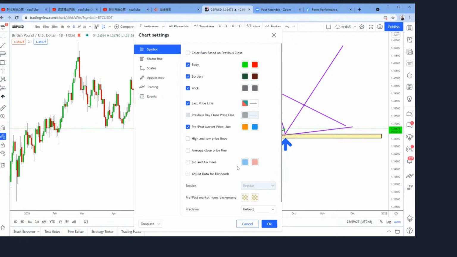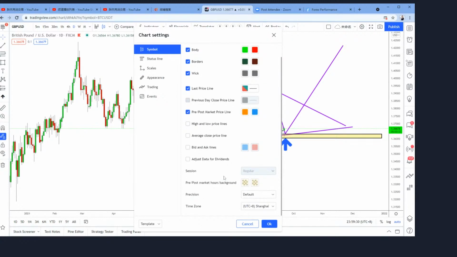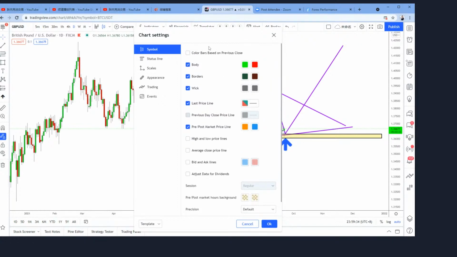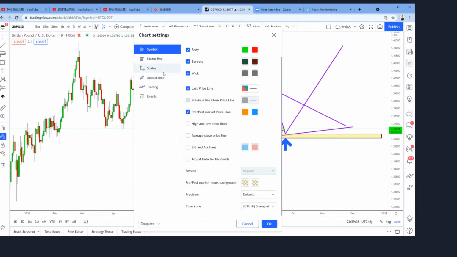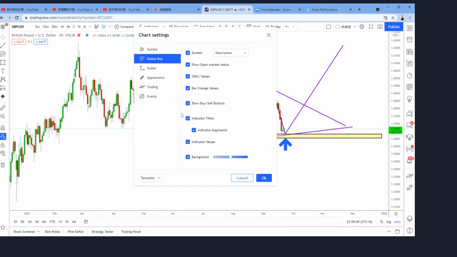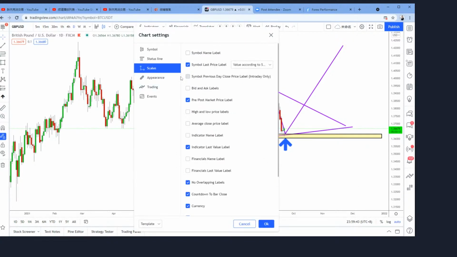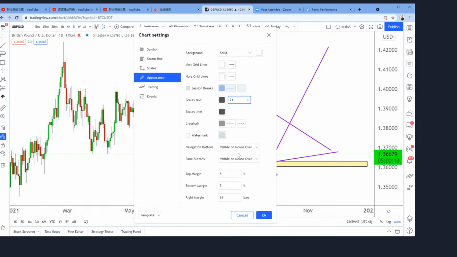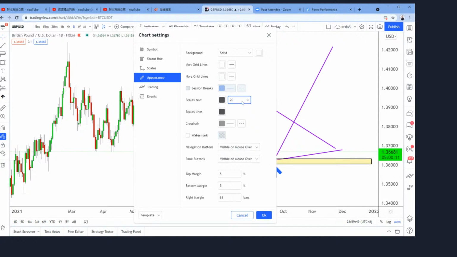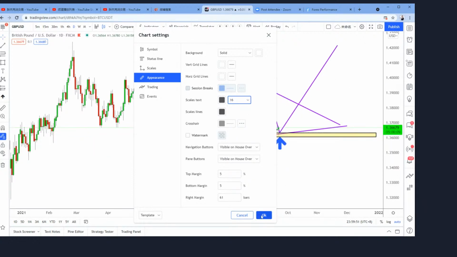Where's my color base? No, no. I want to change the font size. Appearance, oh yeah, here. 24, oh, 26, 16. Okay, 16 is good.